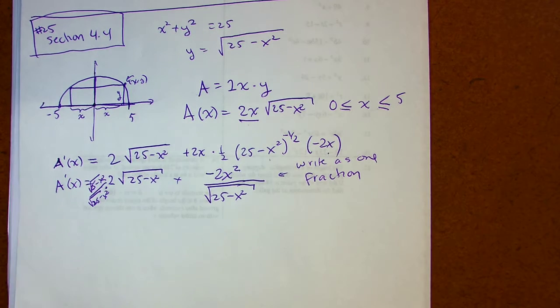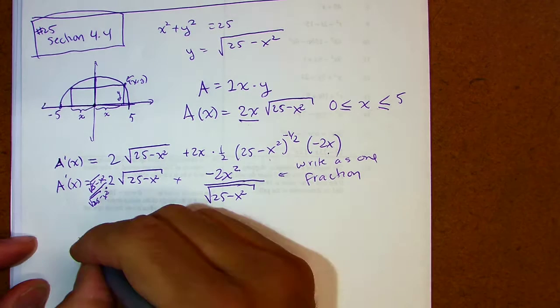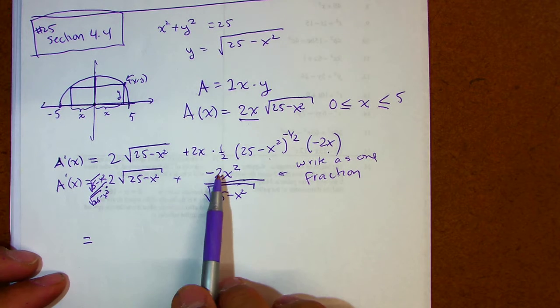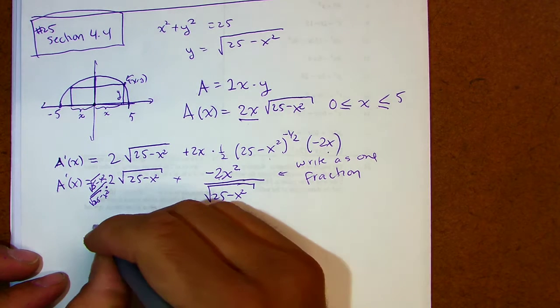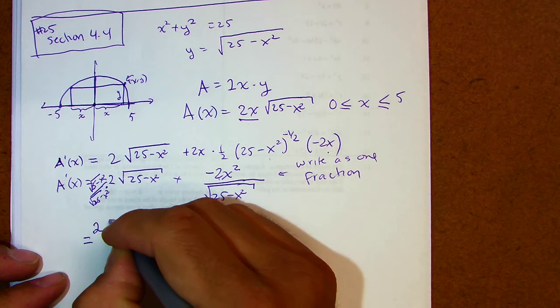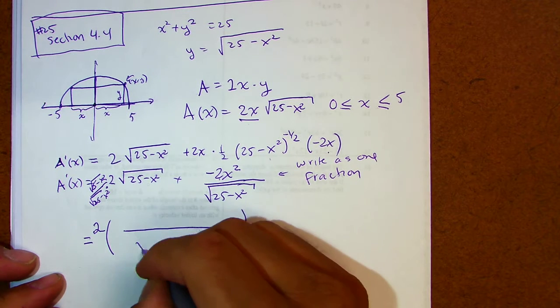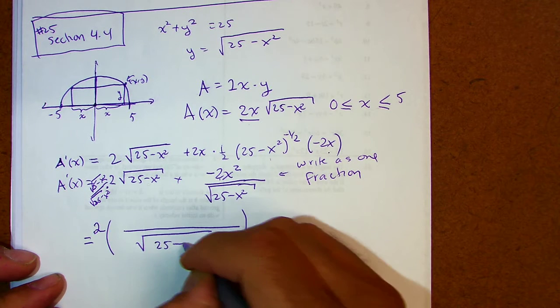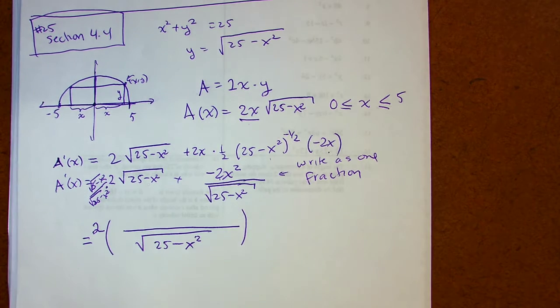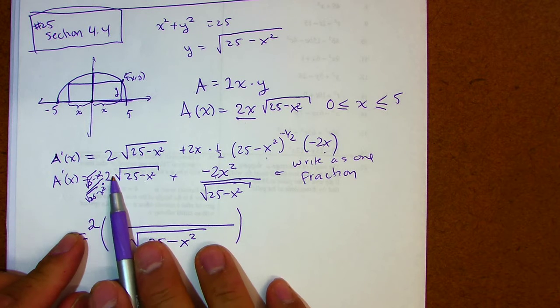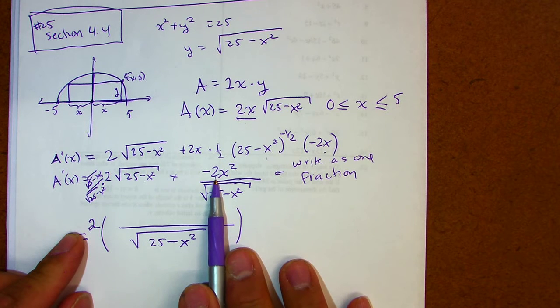Right, I'm going to multiply by that root. Now doing that, I'm going to take a couple of steps here. I'm going to factor out that 2. And now I'm going to write everything under one fraction. Okay, so keep in mind that 2 is out here, right? So I took it out of this one and that one right there.